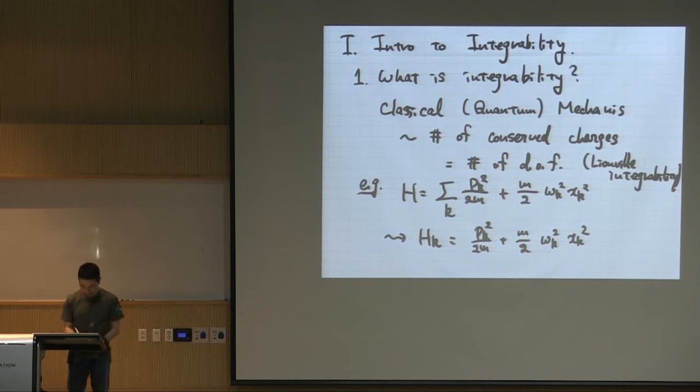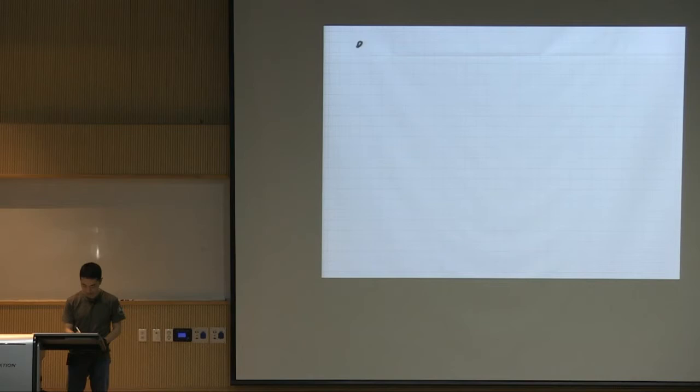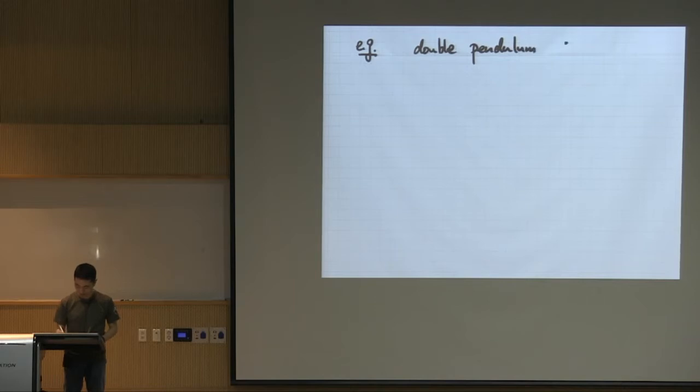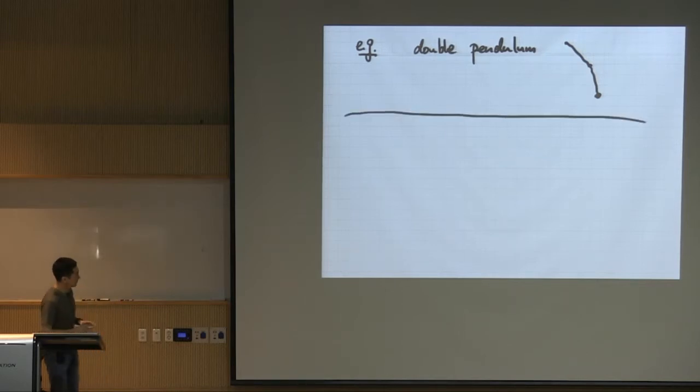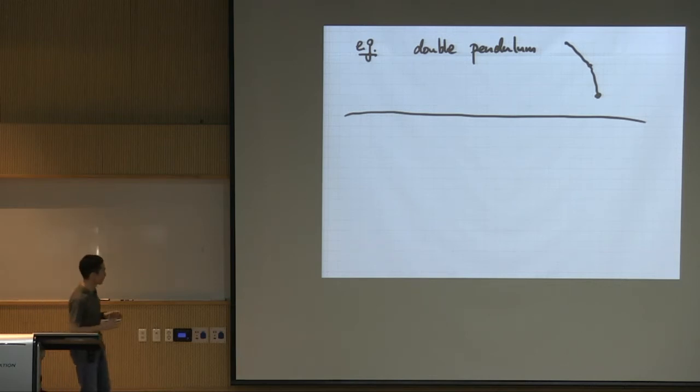On the other hand, there is also a well-known example of a non-integrable system, which is, for example, a system which exhibits chaotic behavior, something like a double pendulum. So it's something like this. You have a pendulum, and then you have another pendulum. I'm not sure if this picture was useful, but anyway. So this is the definition of integrability in finite-dimensional classical mechanics or quantum mechanics.